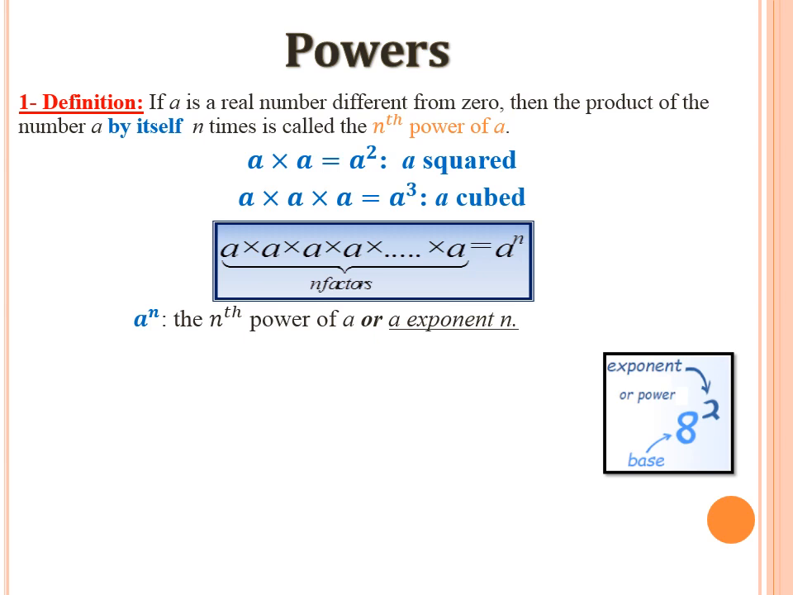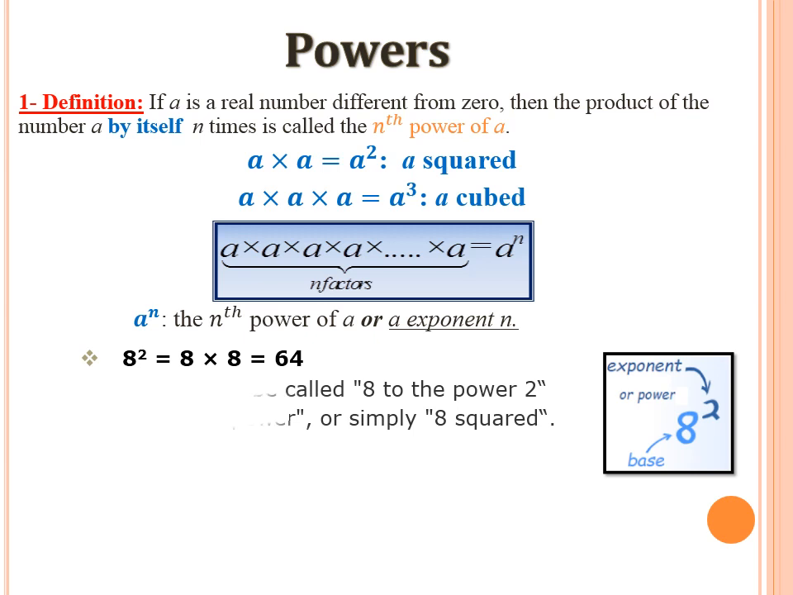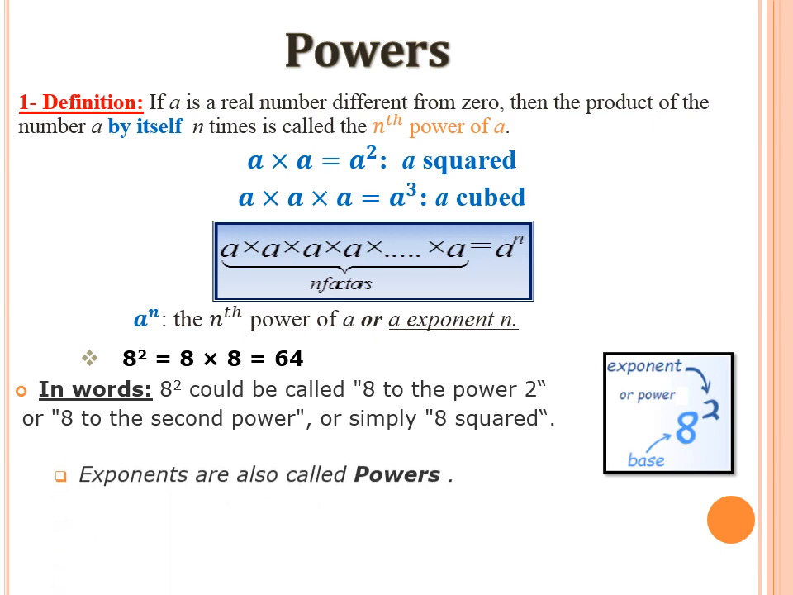Here we have 8 to the power 2. The base is 8. The number that is repeated is 8. It's squared or power 2, so it's repeated 2 times. 8 times 8 equals 64. Then 8 squared equals 64. In words, 8 to the power 2 could be called 8 to the power 2 or 8 to the second power or simply 8 squared.